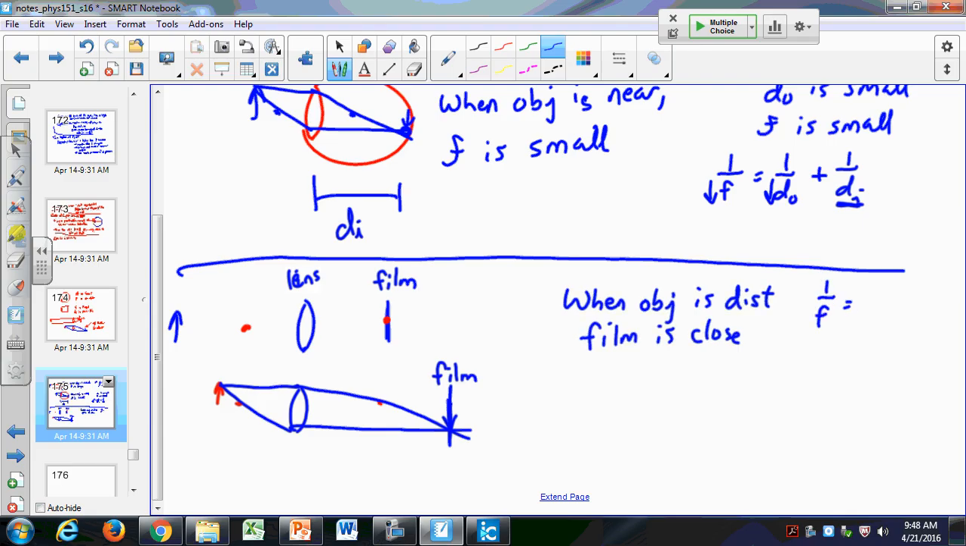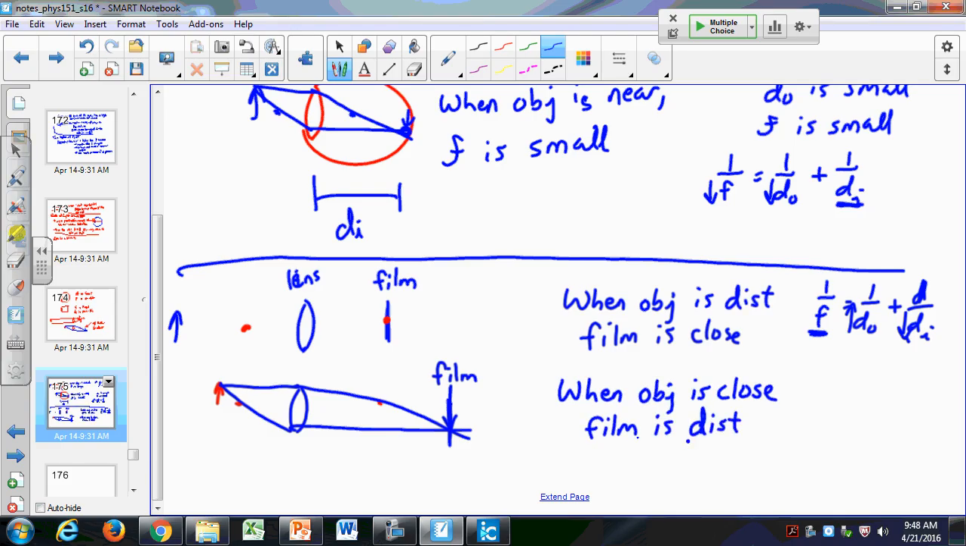Or we can think about our lens equation. 1 over F is 1 over DO plus 1 over DI. Here, F is constant. So if our object distance goes up, that means DI has to go down. You follow this? They're on the same side of the equation. It's an inverse relationship. Now, when the object is close, the film is far away. Remember, the location of the film is our DI. It's the image distance. The image has to form at the film or you won't get an image at all. And again, you can think about the lens equation. 1 over F is 1 over DO plus 1 over DI. F is constant, so if DO goes down, that means DI has to go up. Is that a little more clear, y'all?